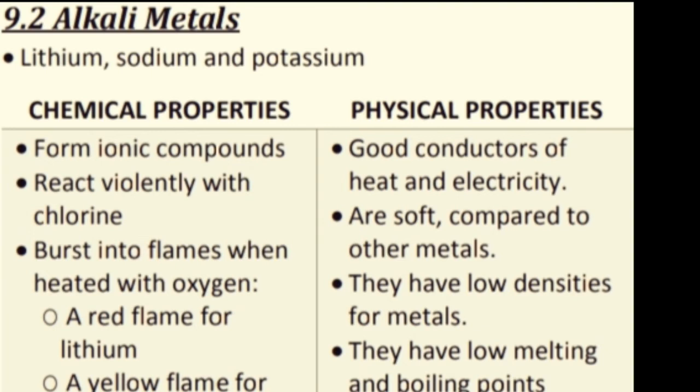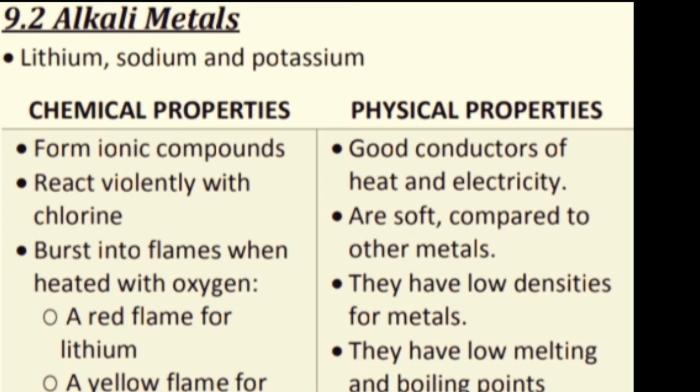Next, we have to discuss alkali metals. In the periodic table, group 1 elements are called alkali metals. Lithium, sodium, potassium, rubidium, cesium, francium. These are alkali metals. Here francium is a radioactive element and cesium is the most reactive metal in group 1. We already discussed that when you move from top to down in a group, reactivity increases.